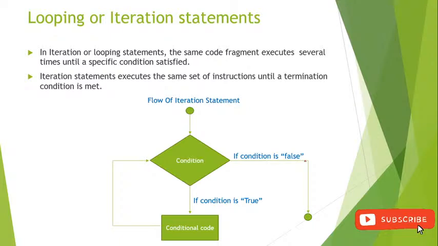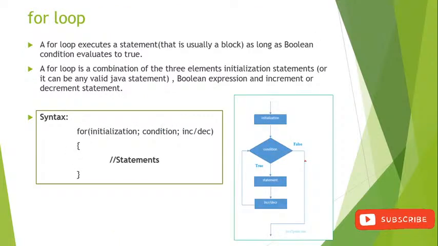So firstly we will see the for loop. What is meant by the for loop? A for loop executes a statement that is usually a block. We will execute the whole block at the same time. If we take an example, you will easily understand what happens. A for loop executes a statement that is usually a block as long as the boolean condition evaluates to true.